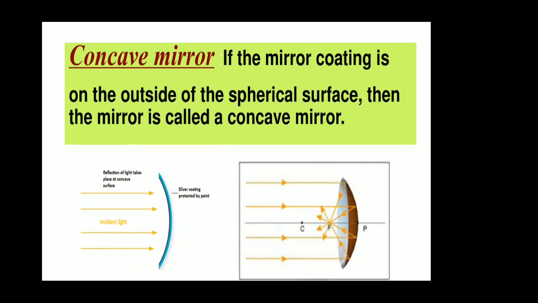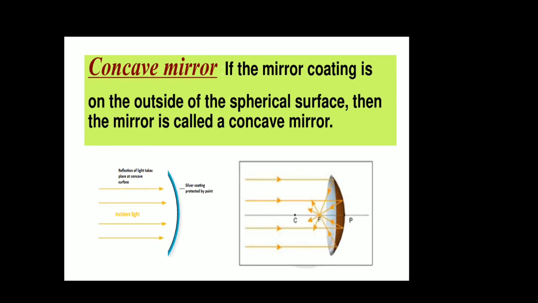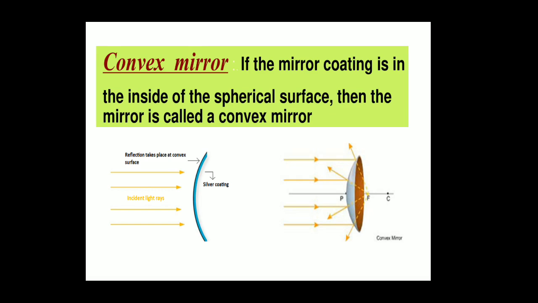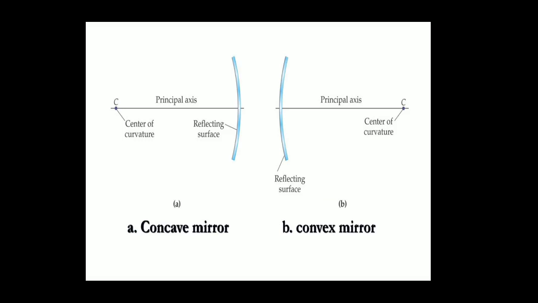And for a convex mirror, this is for a concave mirror, and for a convex mirror, the white outside bulged side is a reflecting surface and the other side is a rough surface. I hope you are clear. So these are the different ways in which the mirror is represented.